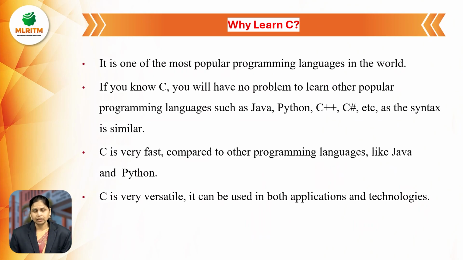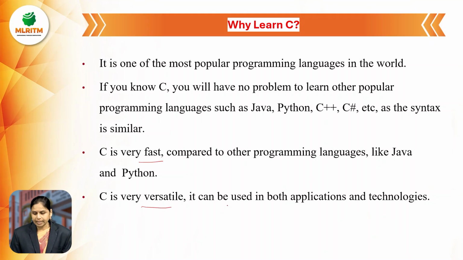So why do we have to learn the C language? It is one of the most popular programming languages in the world. This is the base language. It is a platform to other programming languages. If we are perfect in C programming, we can easily learn the remaining programming languages also, because C++, Java, Python, all these programming languages use the syntax which is used in the C programming language. C is very fast compared to other programming languages like Java and Python. Why C is fast, I will explain in the next slides.